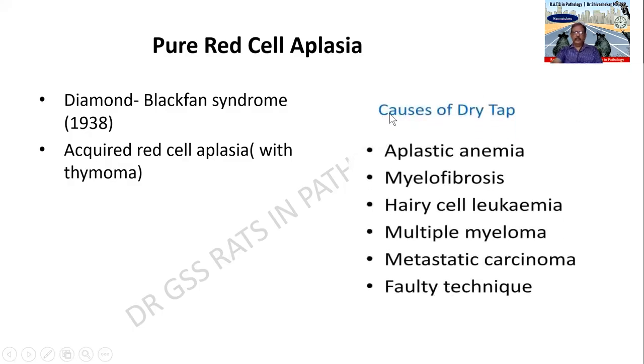And this is a list of dry tap causes I had started mentioning. Now you people can complete it. Aplastic anemia, myelofibrosis, hairy cell leukemia, multiple myeloma. These are all cellular conditions, but sometimes the excess cells can block the needle, therefore you don't get a yield. Metastatic carcinoma, faulty technique. So please mention this.